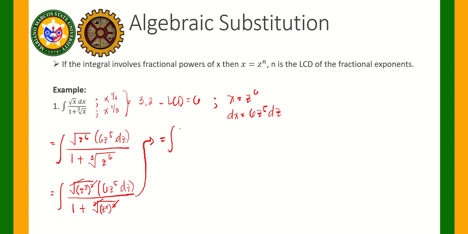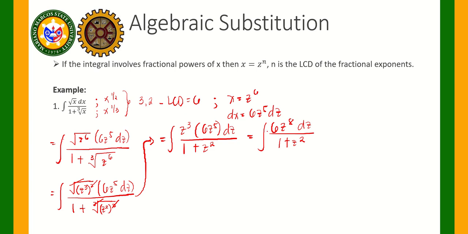the integral of z cubed times 6z raised to 5 dz all over 1 plus z squared. Okay? So, simplifying further, this will be equal to, pwede na nating i-multiply to. This is 6z. Since same sila ng base, we can add the exponents. So, 6z raised to 8 dz all over 1 plus z squared.